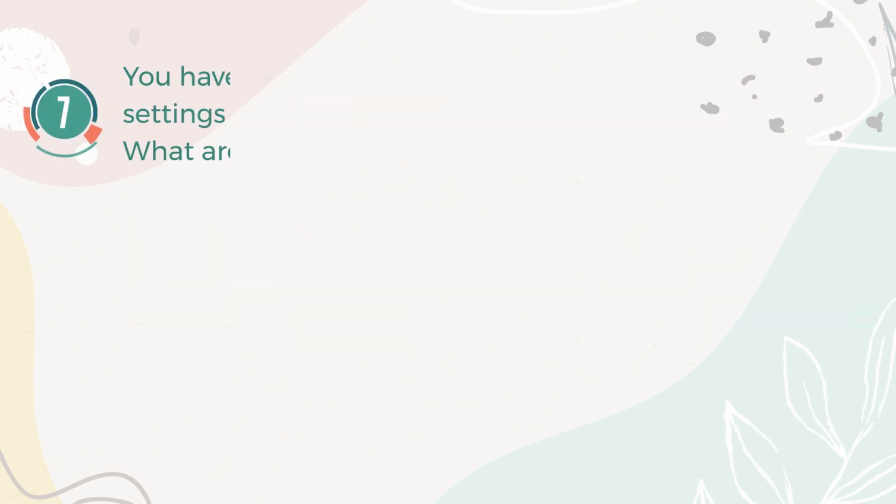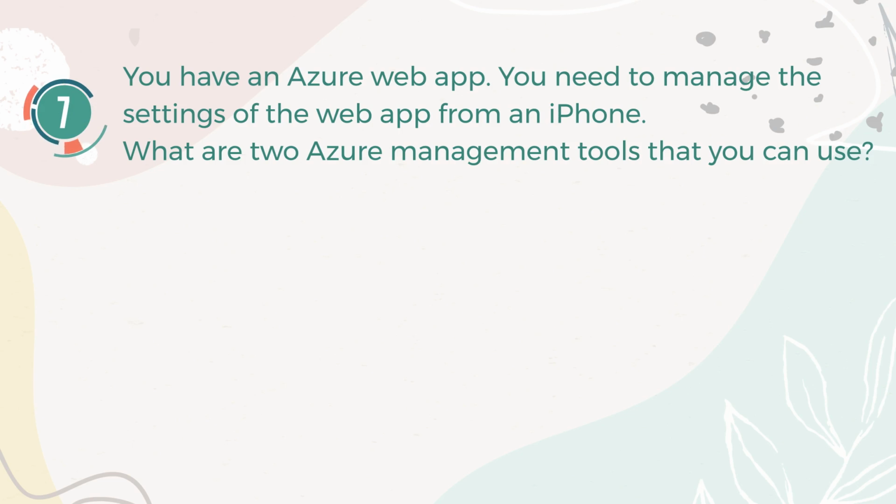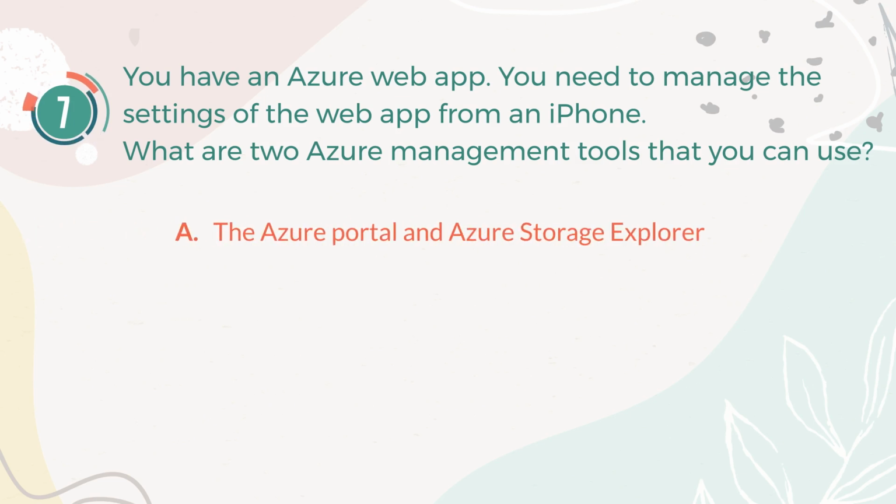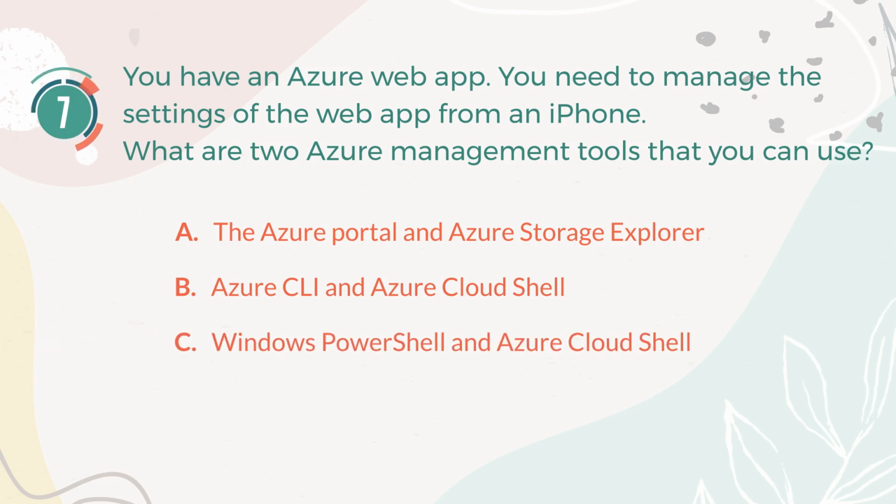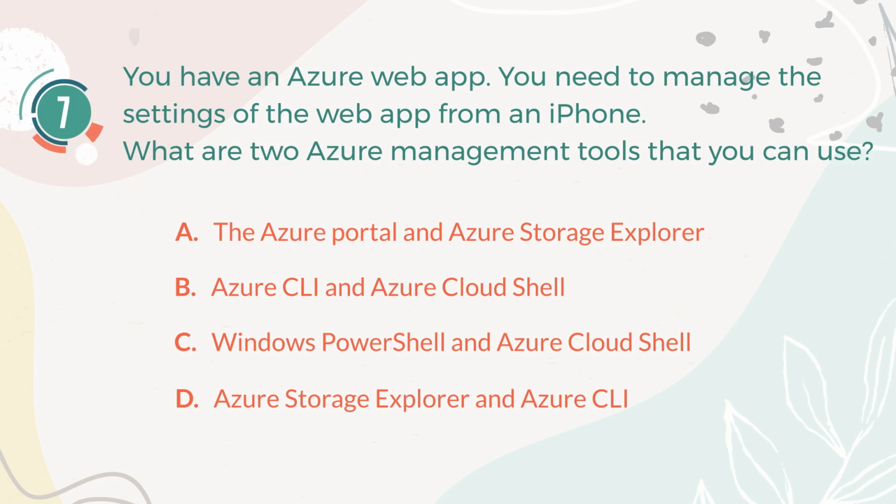Number 7. You have an Azure web app. You need to manage the settings of the web app from an iPhone. What are 2 Azure management tools that you can use? A. The Azure Portal and Azure Storage Explorer. B. Azure CLI and Azure Cloud Shell. C. Windows PowerShell and Azure Cloud Shell. D. Azure Storage Explorer and Azure CLI. The correct answer is B. Azure CLI and Azure Cloud Shell.